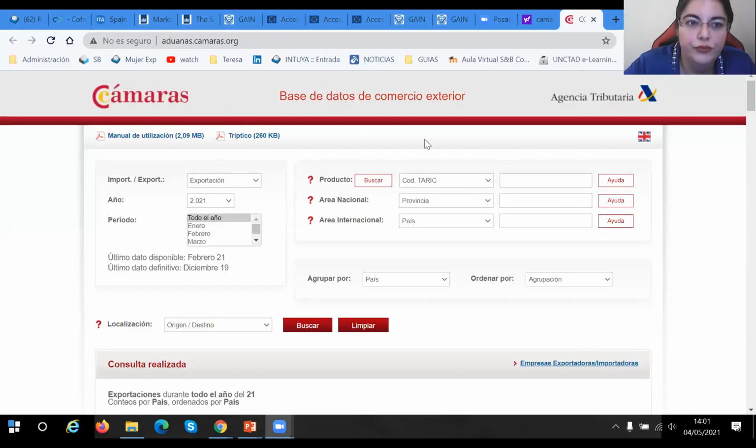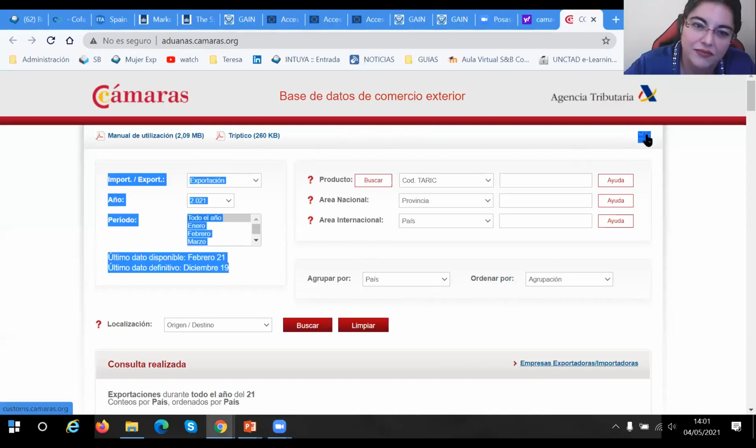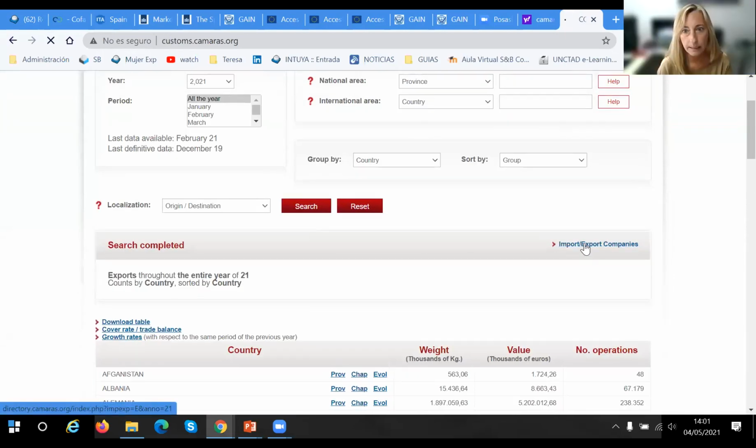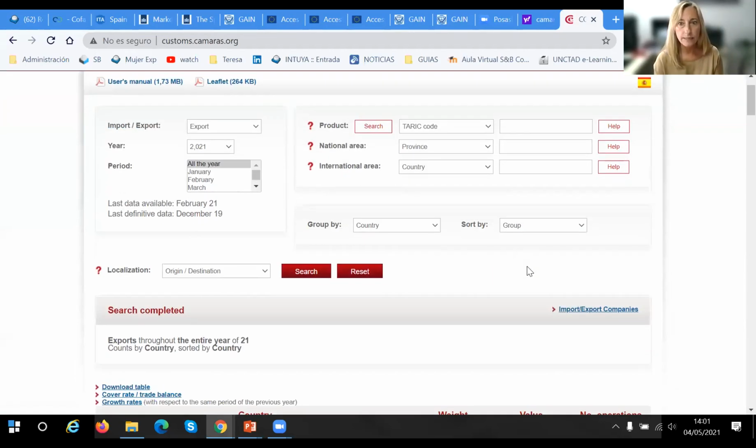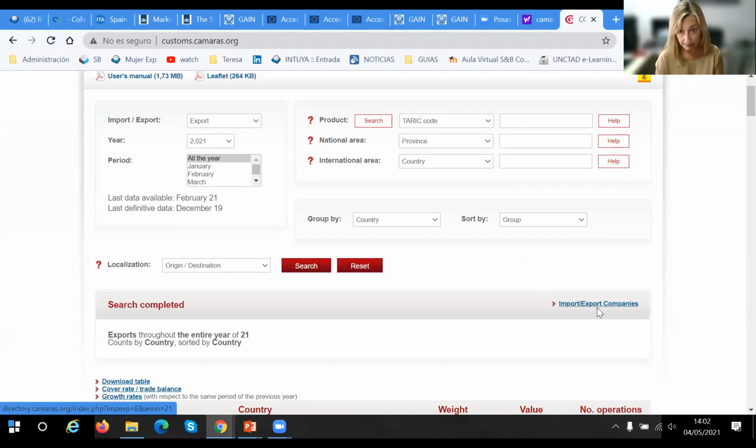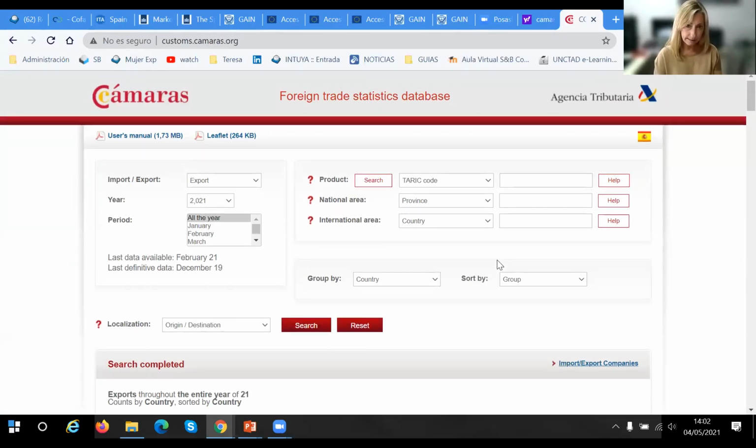Well, this web page is from the Customs and Chamber of Commerce of Spain. Yes, it is in English, okay? So there's one possibility of finding import and export companies. You can get the list of Spanish companies that export and import, but due to data protection, only those companies that have allowed the Chamber of Commerce and Customs to declare their information will appear here.